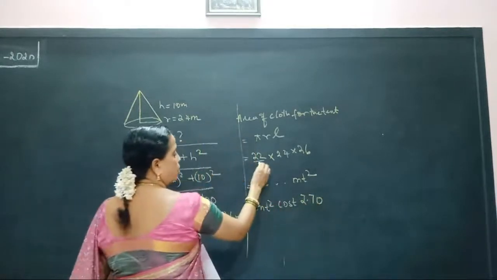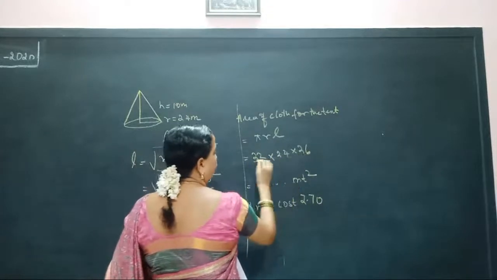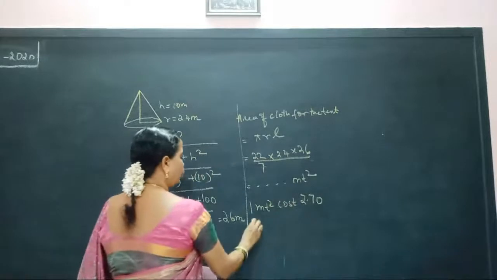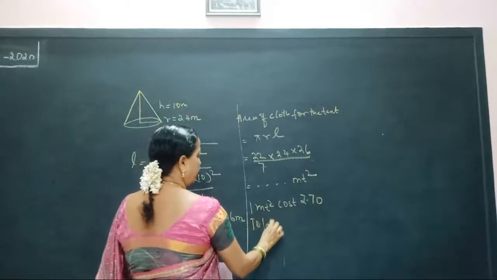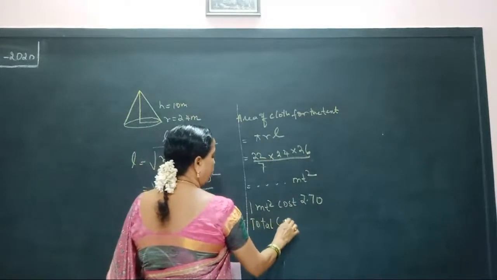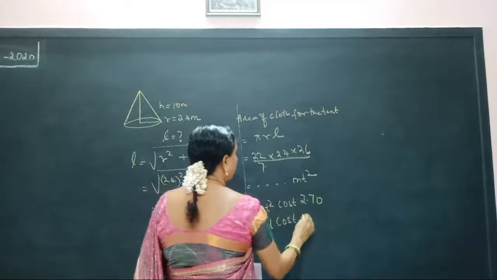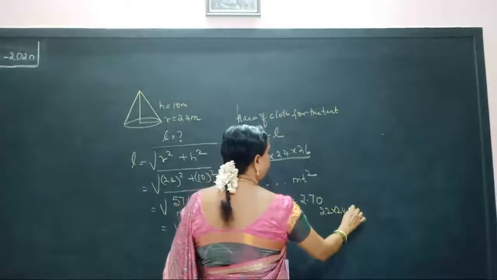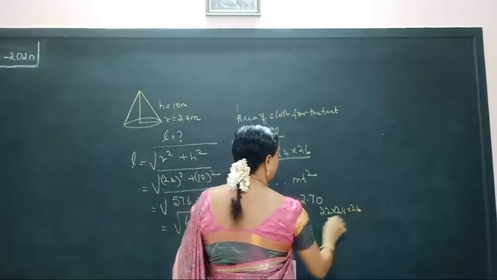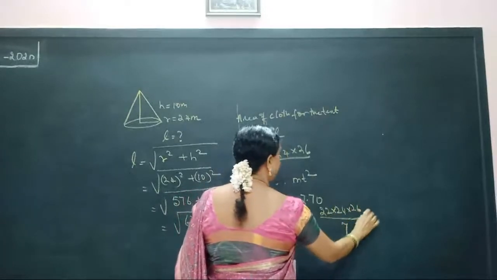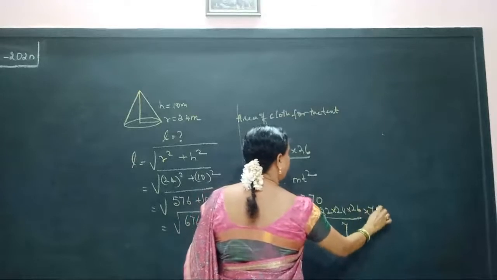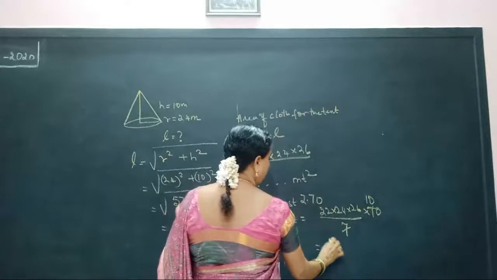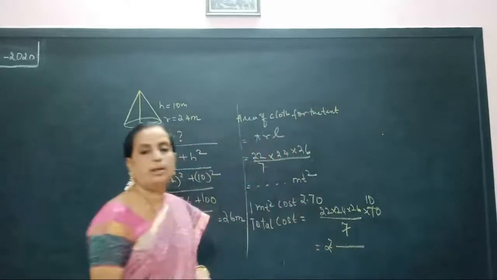Here 7 is not going to be divided by this. Get the product. So total cost you can write. Total cost equals 22 into 24 into 26 by 7 into 70. Now do the product, you will get so much amount in rupees.